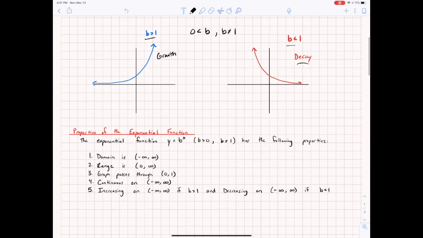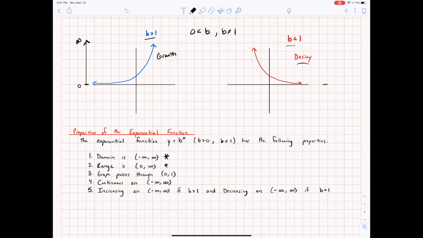There are a couple of properties here that I want to point out. One of those properties is that the domain, what you're allowed to plug in for x, is all real numbers. So x can be anything from negative infinity to infinity. The range, in terms of the floor to ceiling of my outputs, goes from 0 to infinity. We can see this in both of the graphs, where the graph lands essentially on the x-axis, which is represented by 0, but then continues to go as high as it wants, and we represent that by infinity.